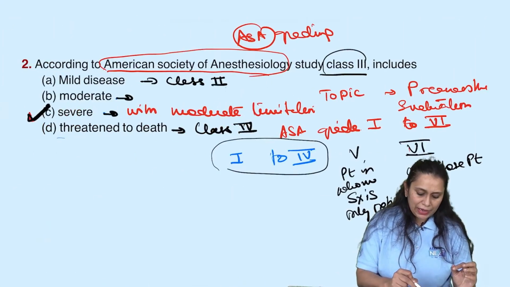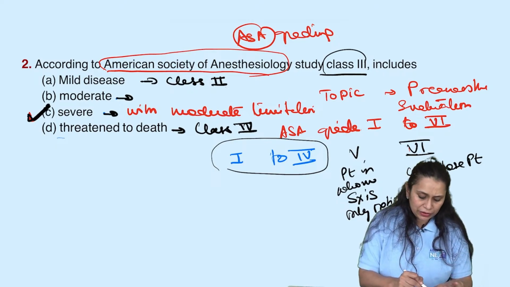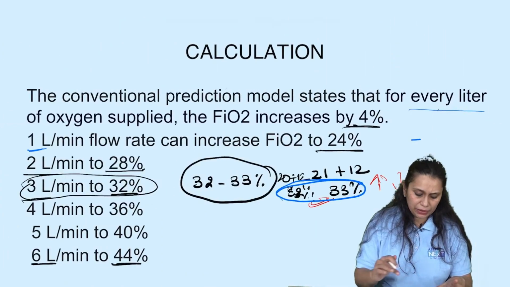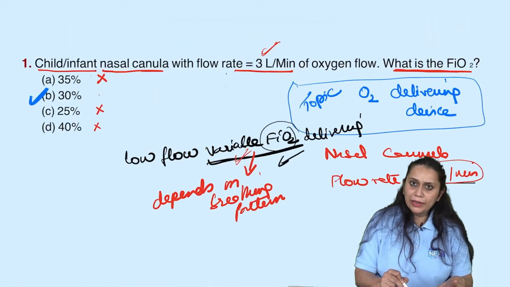Then ASA grade 3 includes severe disease, right, with moderate limitation. And child or infant nasal cannula with flow rate 3 liters per minute of oxygen flow. What is the FiO2 which will be delivered? 30% should be the answer.